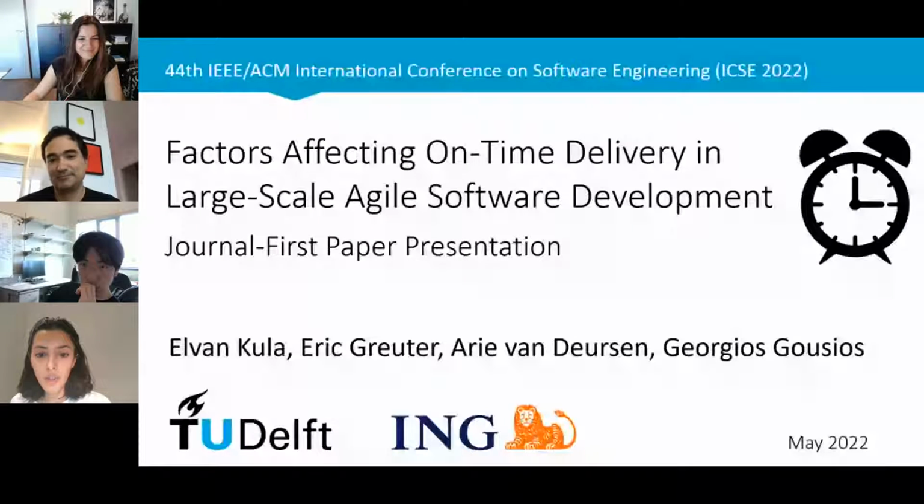So we have the second paper with Elvan titled Factors Affecting Time Delivery in Large-Scale Agile Software Development. And this paper is co-authored by Erik Grutter, Ari van Dersen, and Georges Gosius. I hope I pronounced the names correctly. Elvan is from Delft University of Technology from the Netherlands. So if you are ready, Elvan, you can start.